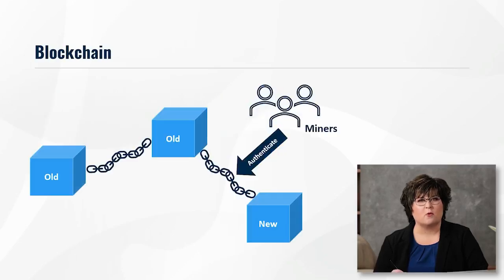Blocks and chains form the blockchain. Each time a change in a block occurs, a new block will be formed and linked to the old block by a new chain. Each change should be authenticated by miners.